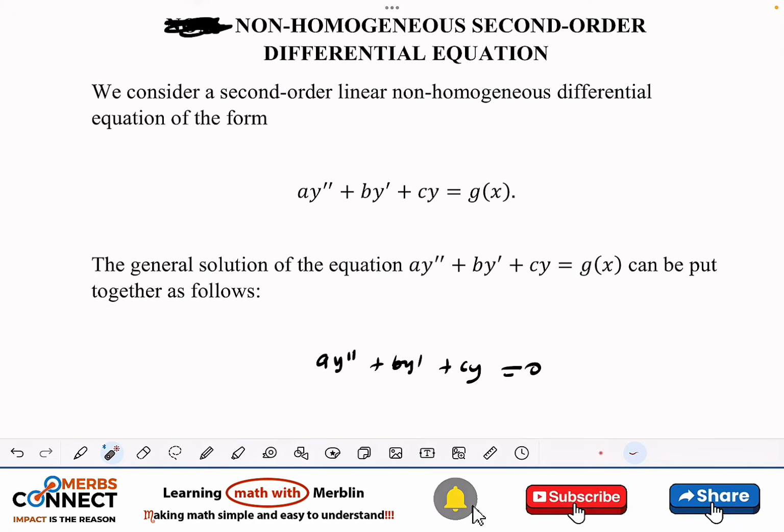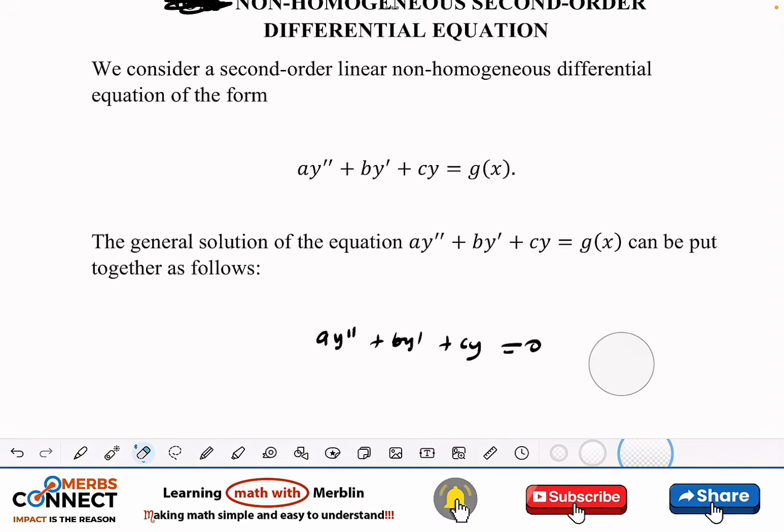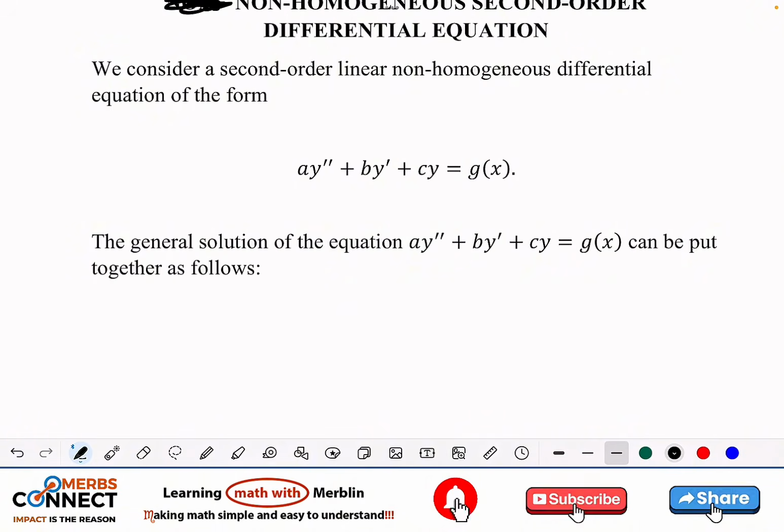So with this one, we are saying that the differential equation is equal to a function g of x. If that's the case, we are going to have two solutions: something called the complementary solution, and something called the particular solution. When we add these two solutions together, we call it the general solution.